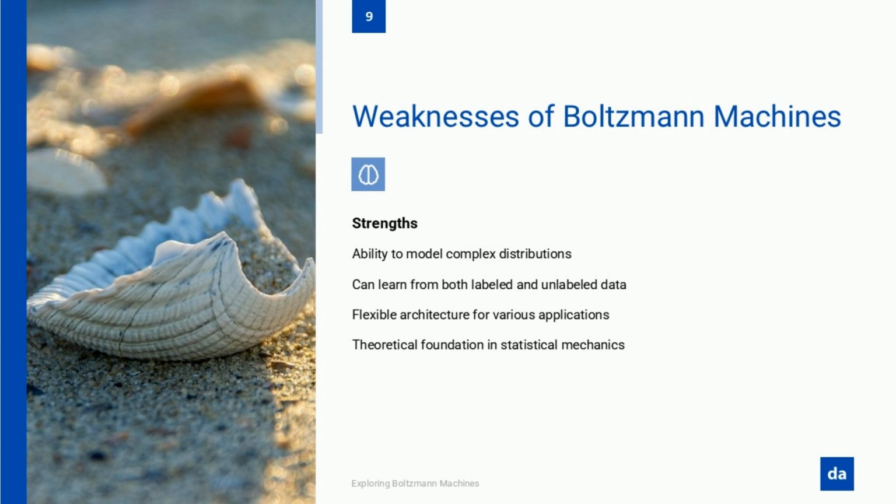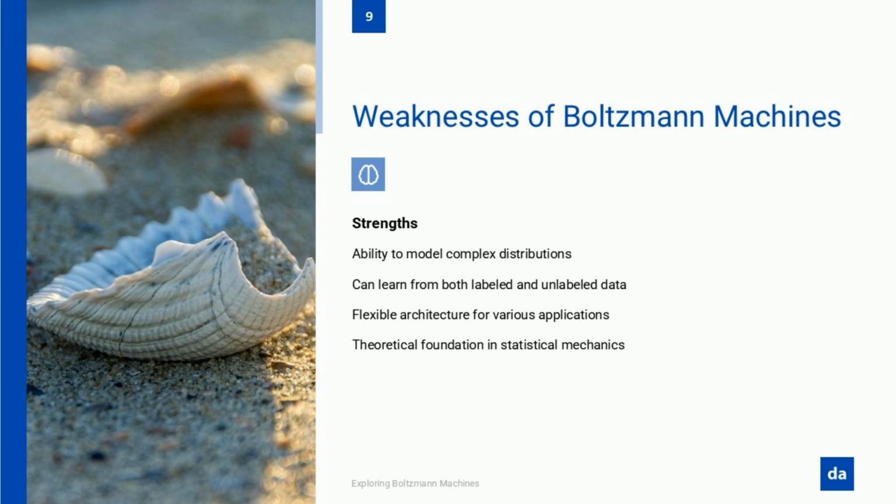Despite these weaknesses, researchers haven't given up on Boltzmann machines entirely. There have been significant efforts to improve training algorithms, such as using contrastive divergence to speed up learning, and some researchers are exploring ways to integrate Boltzmann machines with modern deep learning techniques.